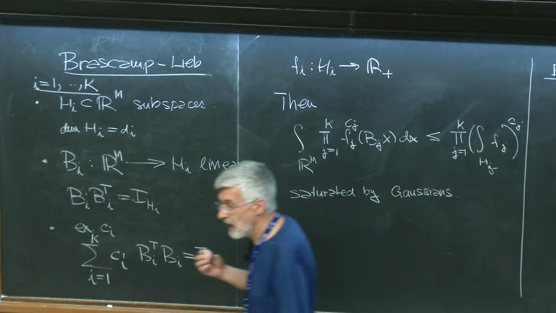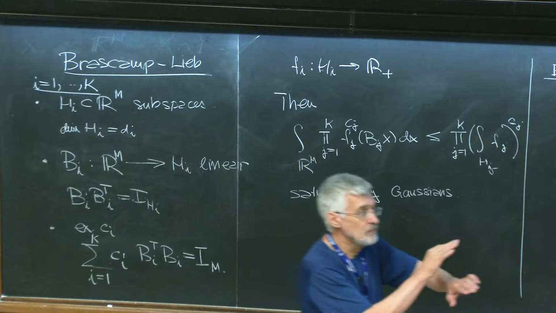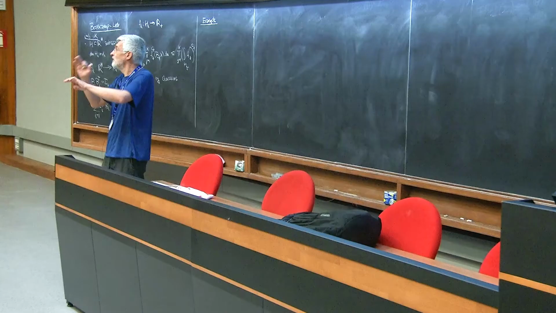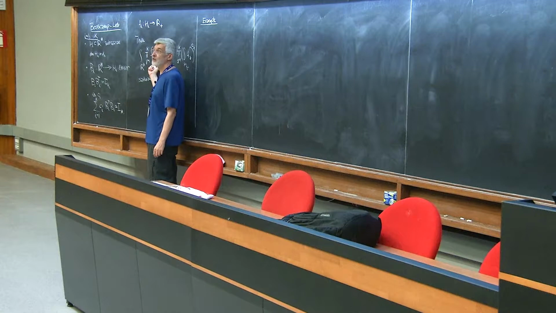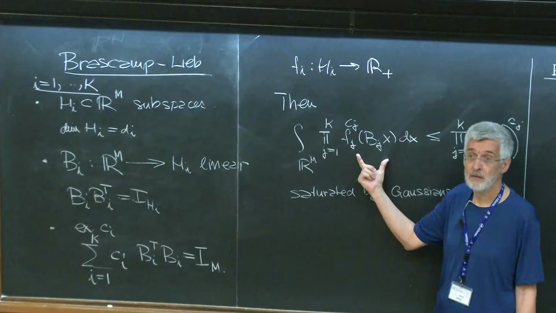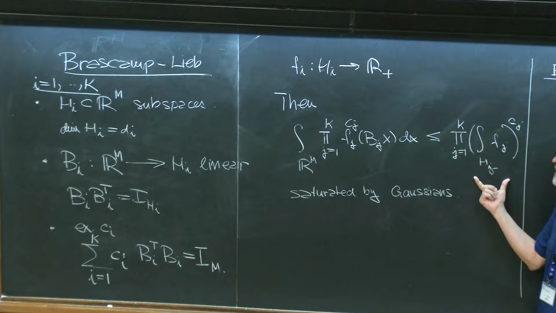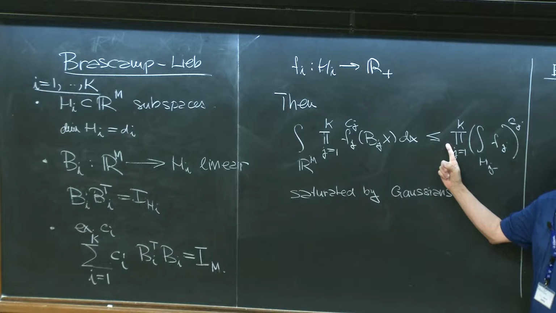Because you see, these spaces are all pretty crooked. They don't have to be aligned with Rm in any way. They can just hang in there somehow. And so this is in some sense a very highly correlated integral, right? Nevertheless, you can show that this is less than this number here, which just involves the integrals of the fi's, and the constant is sharp. And it's in fact saturated by Gaussians, okay?